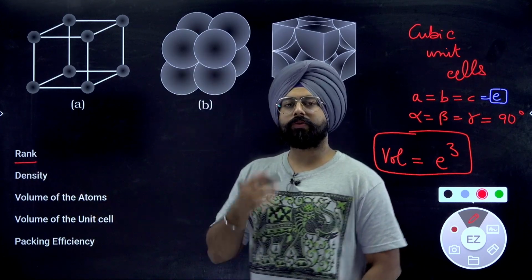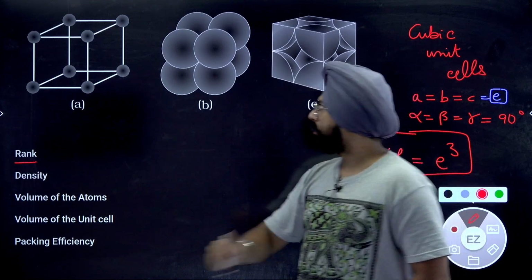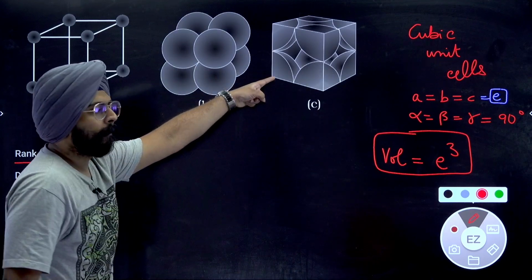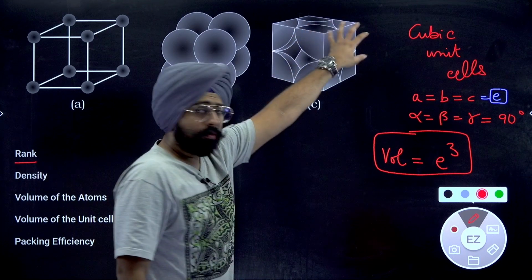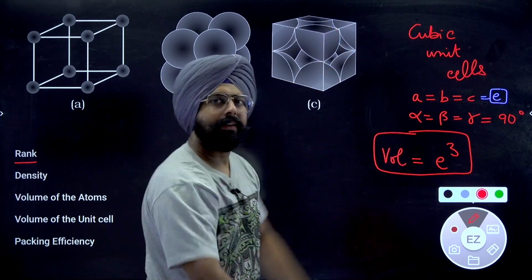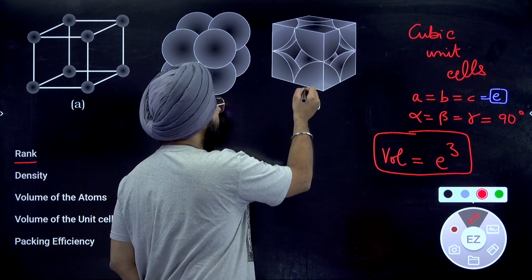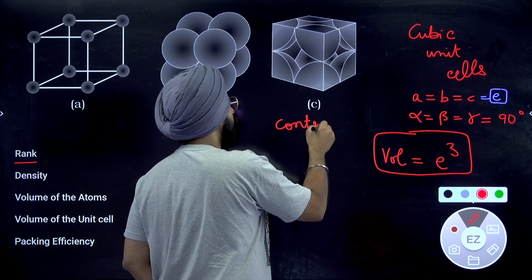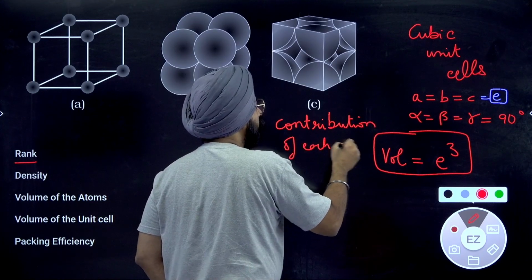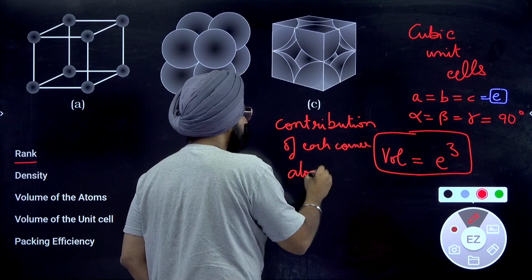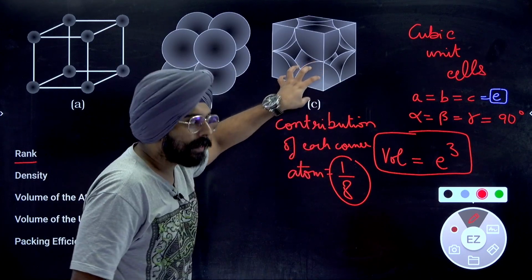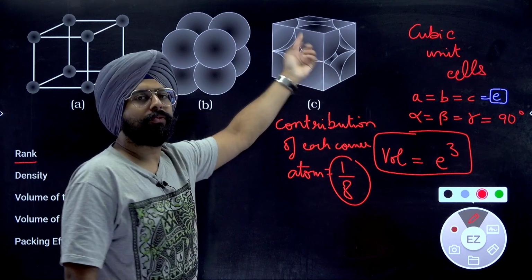Rank means the number of atoms inside the unit cell. A lot of you would say, sir, 1, 2, 3, 4, 5, 6, 7, 8. No, not 8, because there are portions of all of these atoms outside the unit cell. Only certain portions are inside. And I'm sure you remember from the last class that the contribution of each corner atom is equal to 1/8. This portion that is inside the cube is only 1/8 of the entire atom.